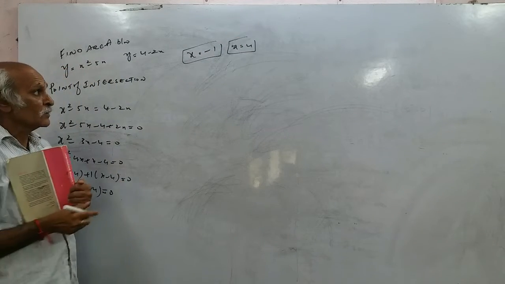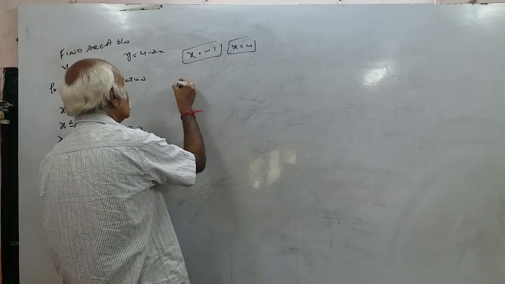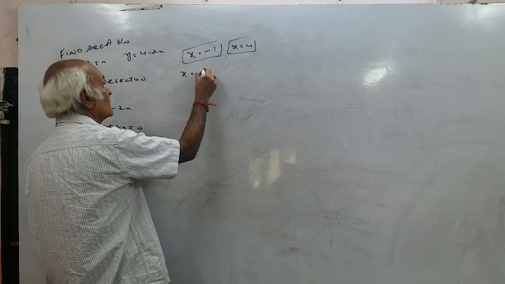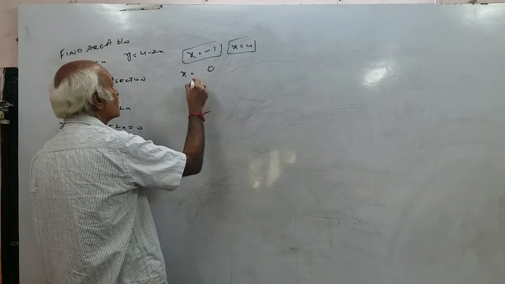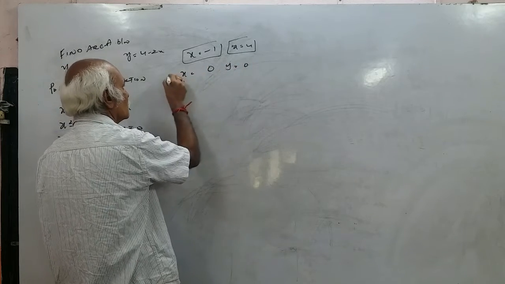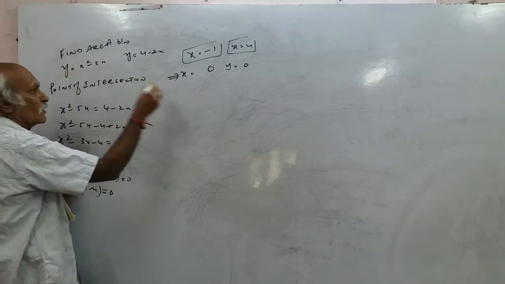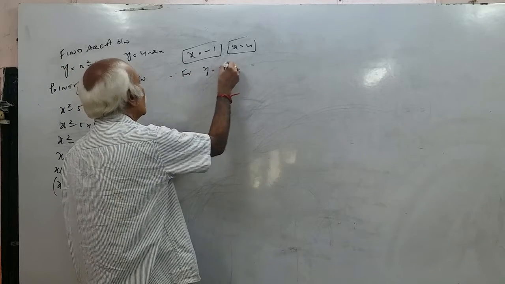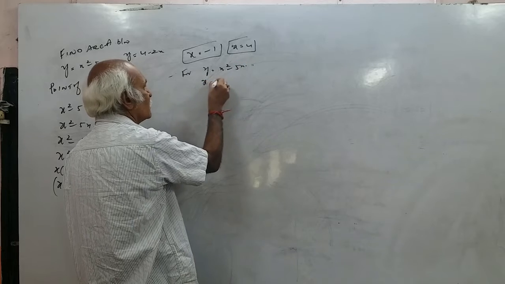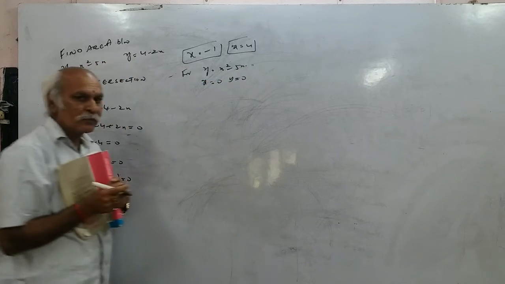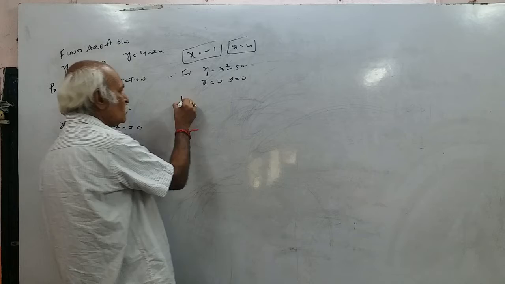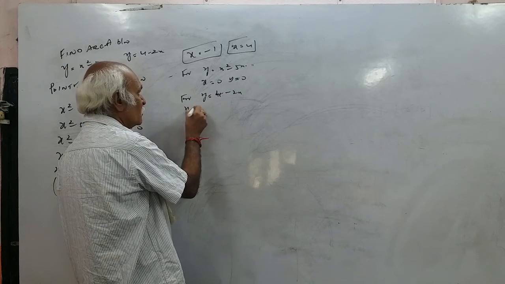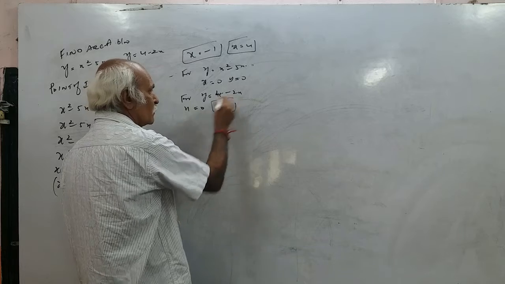Now we got the point of intersection. Put x is equal to 0, y is equal to 0. Means for the curve, we'll put like this. For y is equal to x square minus 5x, x is equal to 0, y is equal to 0, and for y is equal to 4 minus 2x, x is equal to 0, y is equal to 4.